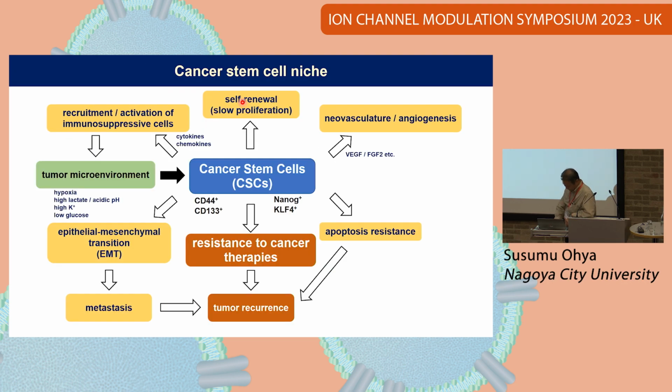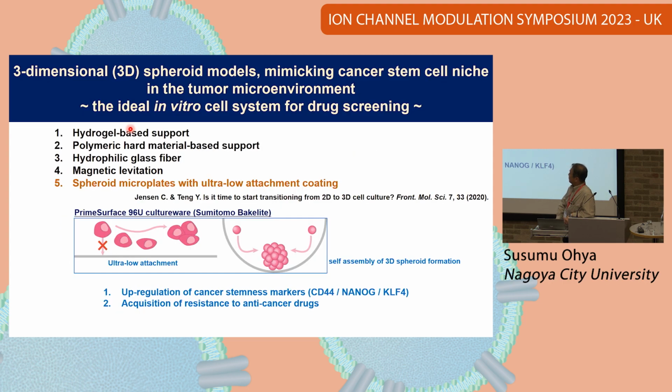Cancer stem cells have a characteristic of resistance to cancer therapies, resulting in tumor recurrence. And cancer stem cells recruit immunosuppressive cells to escape from cancer immune surveillance. So three-dimensional spheroid models mimicking the cancer stem cell niche are the ideal in vitro cell system for drug screening. Several methods are being developed for making 3D spheroids, and we use spheroid microplates with ultra-low attachment coating. The spheroid model upregulates the cancer stemness markers and acquires resistance to anti-cancer drugs.